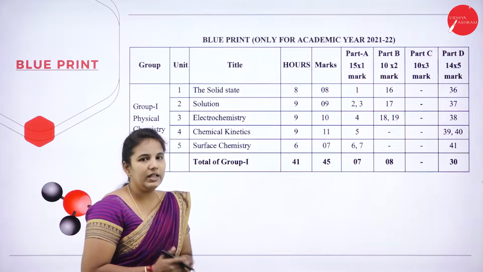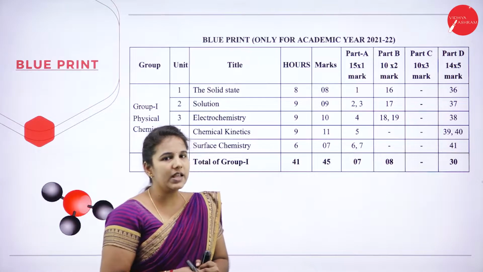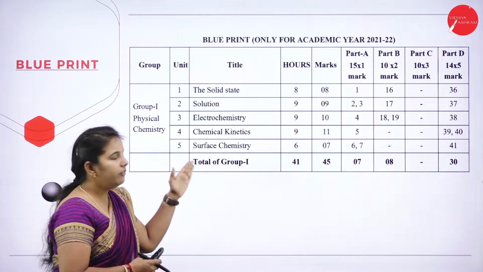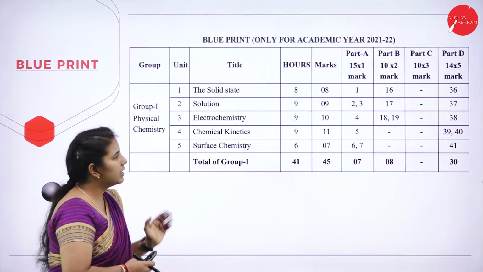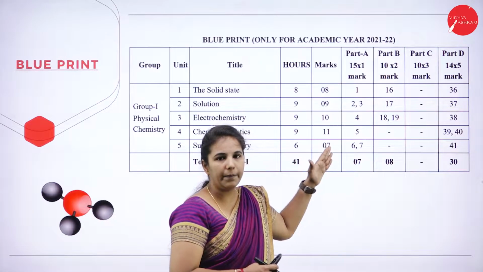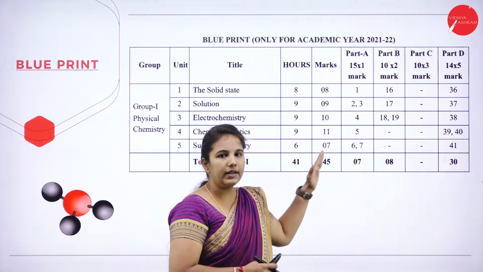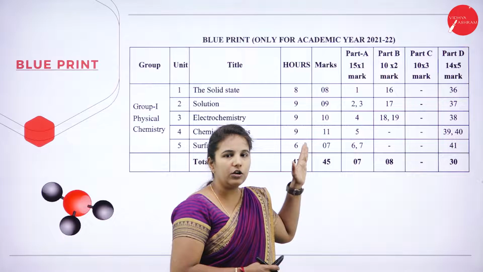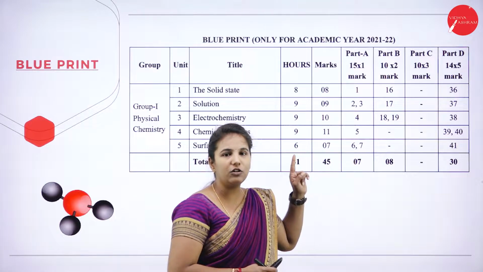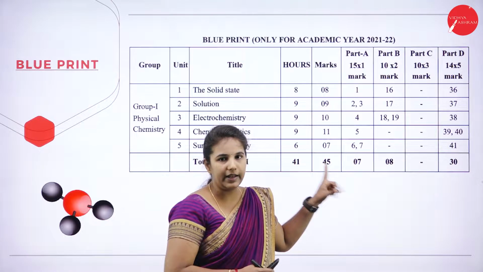First, we will see the weightage of the physical chemistry. In physical chemistry, we have 5 units, and you can see that in the question paper, you have 4 parts. In part A, these are the questions which carry 1 mark. There are 15 questions, and under that, you need to attend only 10.